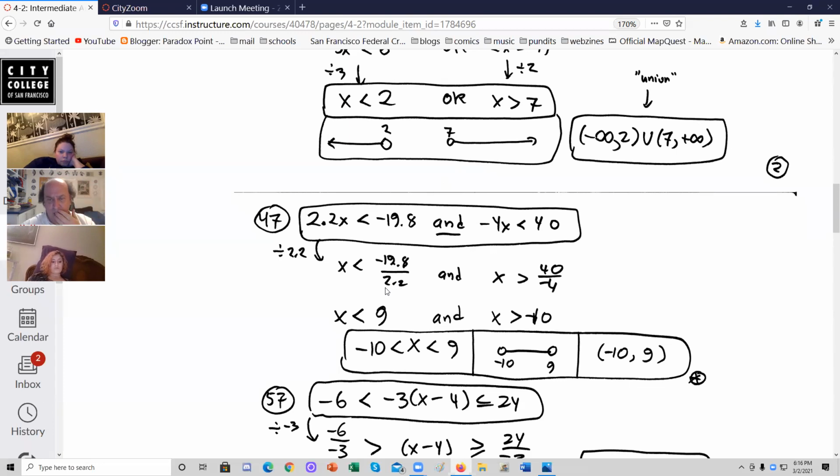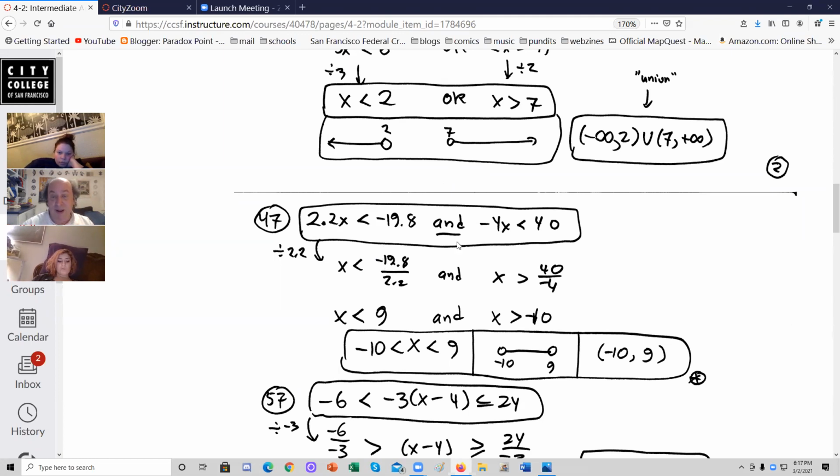Oh dear, oh dear, oh dear. I'm going to have to change this one. I blew this one. I'm not sure how this happened. I think this should be a positive 19.8. 2.2x is less than positive 19.8. Otherwise, it doesn't work. Okay, I'm sorry. This should be a positive 19.8. I will change that in the Canvas after the class.